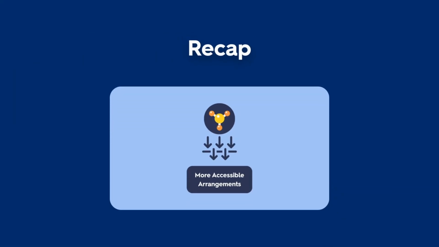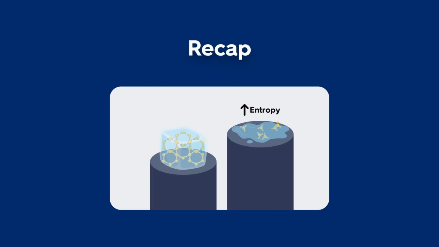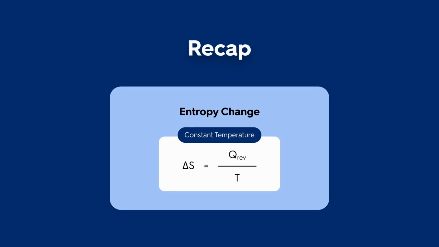To recap, entropy is related to the number of accessible microscopic arrangements. Gases spreading out and ice melting raise entropy because particles or energy become less constrained. And in simple constant temperature cases, you can estimate entropy change using reversible heat transfer divided by temperature.